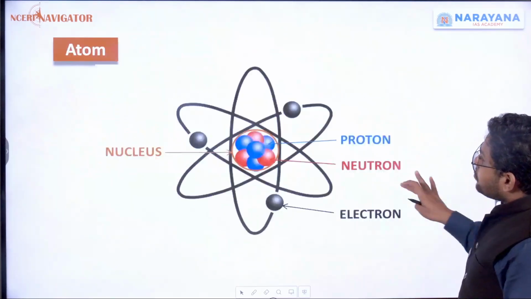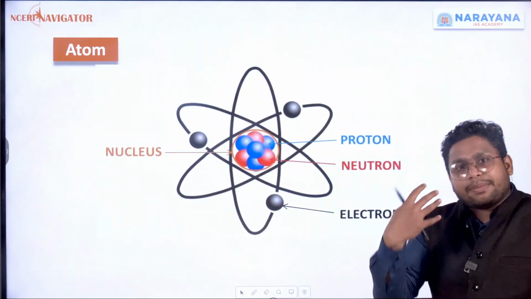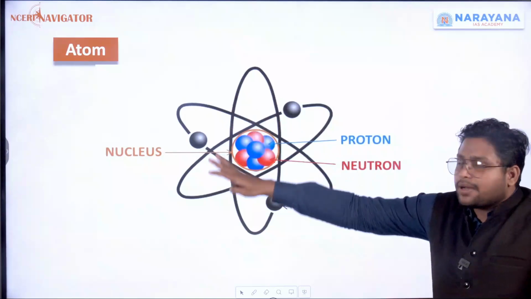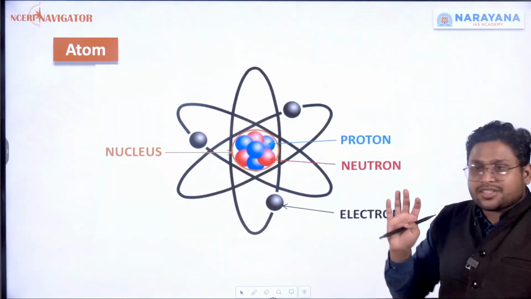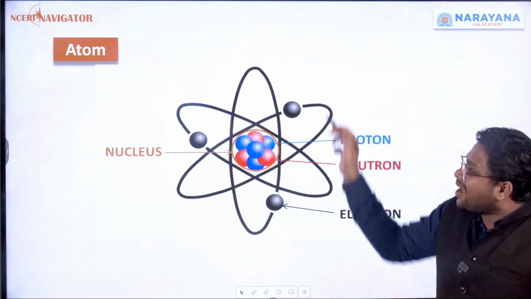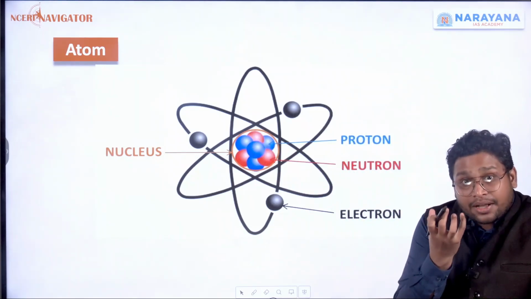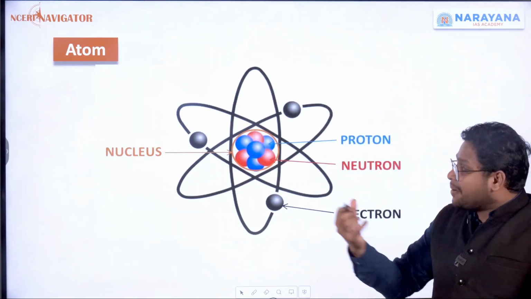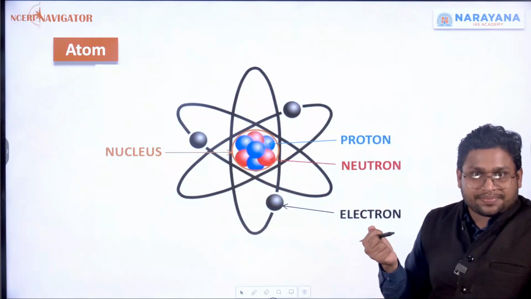Now, further we'll study the remaining part. Just remember this image. Just remember that there is a nucleus, there are protons, there are neutrons, and there are some electrons. And the core weight or core mass remains in this nucleus.